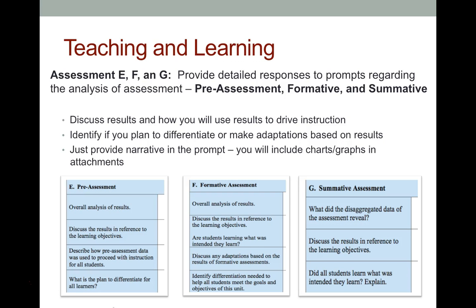Was there any plan to differentiate for specific learners that really did poorly on the pre-assessment? Almost the same thing for the formative assessments here. You look at, for each of the assessments, how they did, especially in relation to the specific objectives. Were they learning what they intended to learn? Did you have to accommodate or modify what you were doing with your initial lesson plan based on any of these formative assessments? And then did you have to differentiate, change the way, or provide special attention to those kids that didn't do well on these formative assessments?